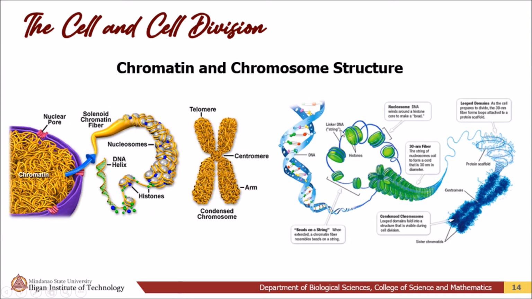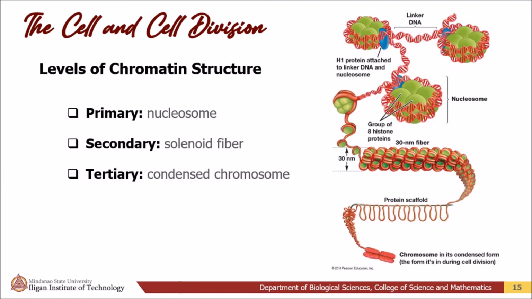So here is the bead-like structure called nucleosome, and each nucleosome is connected to another nucleosome by what we call the linker DNA. So the nucleosome can be further folded to produce this solenoid chromatin fiber, and the solenoid chromatin fibers are coiled and condensed to finally form what we call the chromosome.